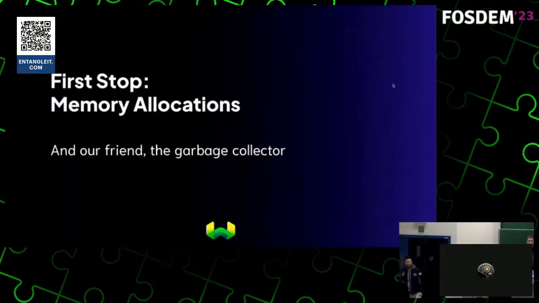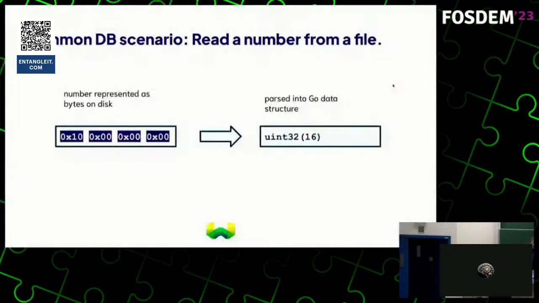So first stop on our mad journey, memory allocations, and that also brings us to our friend, the garbage collector. So for any high-performance Go application, sooner or later, you're going to talk about memory allocations. And I definitely consider a database a high-performance application, or at least I consider Weaviate a high-performance application. And if you think of what databases do, in essence, basically, you have something on disk and you want to serve it to the user. That's one of the most important user journeys in a database.